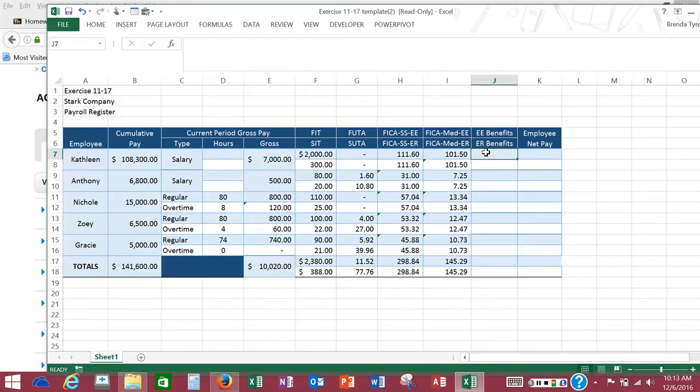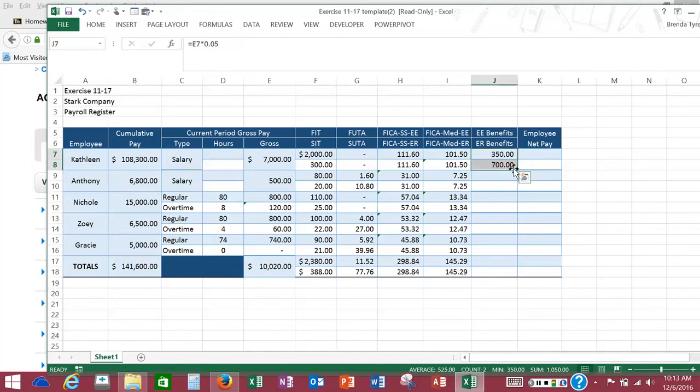So we're told in this problem that the employees are required to contribute 5% of their pay to their benefit package. The employer matches that by doubling it. So let's look at Kathleen. We're going to take her gross pay of $7,000 times 0.05. And that gets us $300. The employer matches that with a double, so we'll take that times 2.